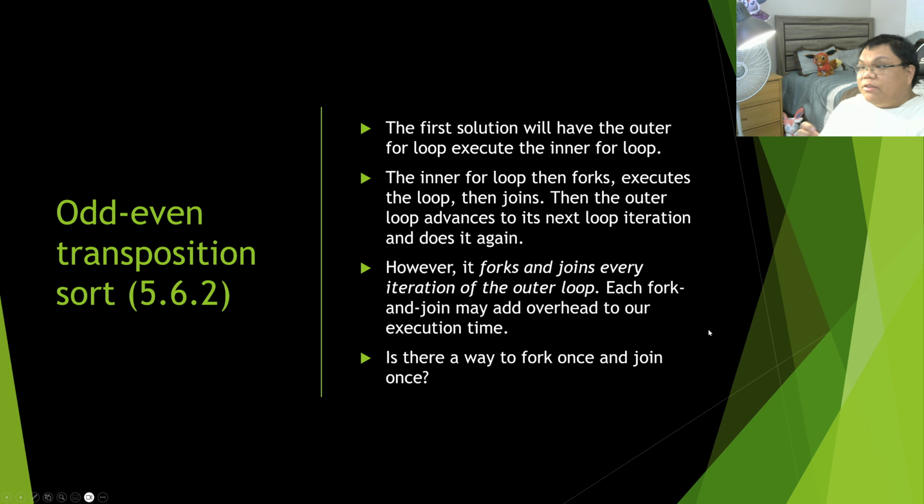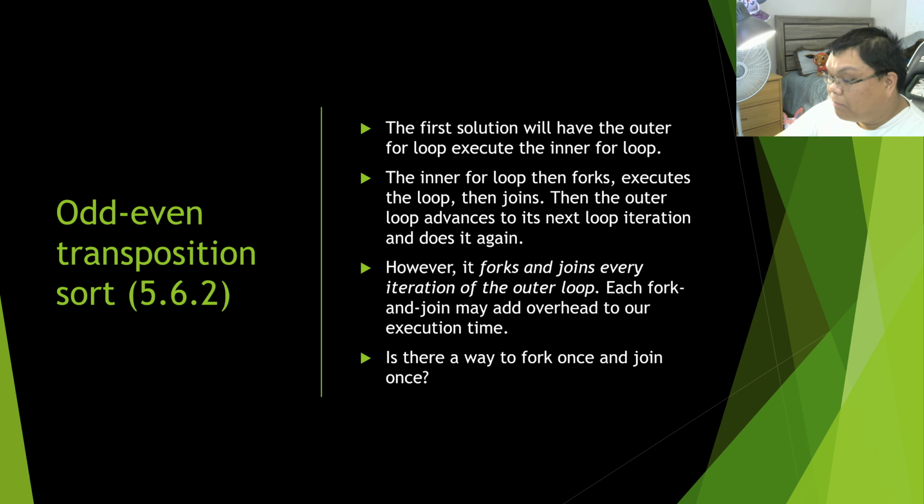So the first solution will have the outer for loop execute the inner for loop. The inner for loop then forks, executes the loop, and then joins. Then the outer for loop advances to the next loop iteration and does it again. However, it's doing a fork and join for every iteration of the outer for loop. Each fork and join operation adds time to our execution time.